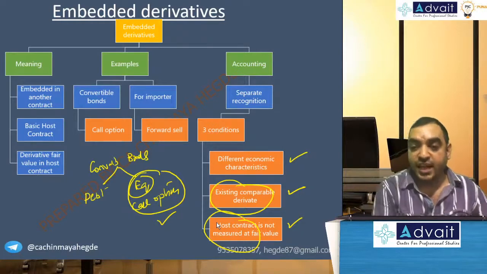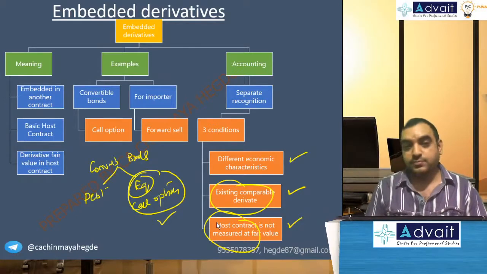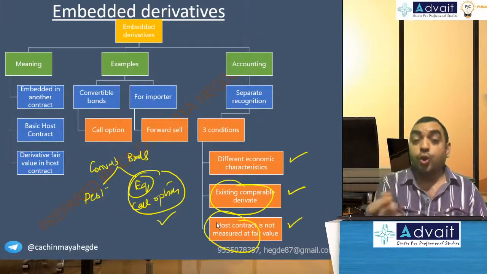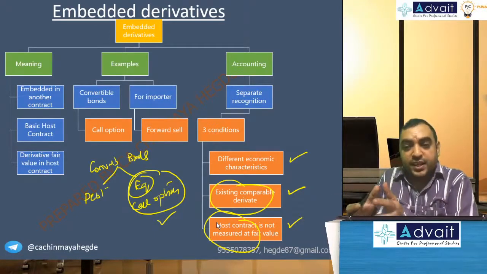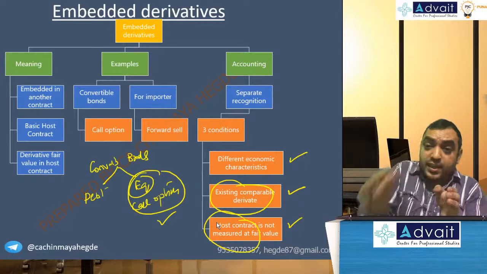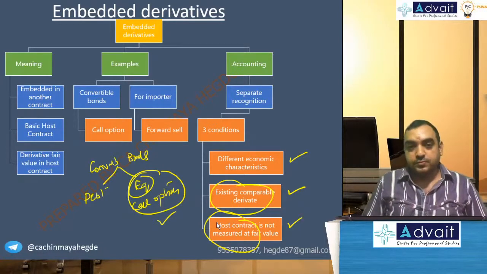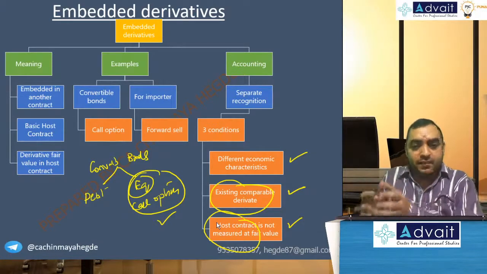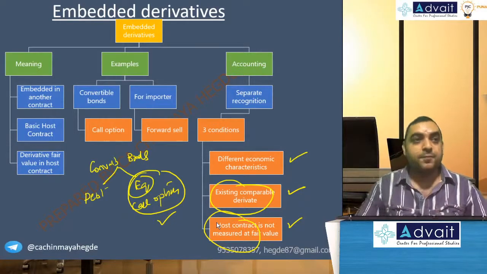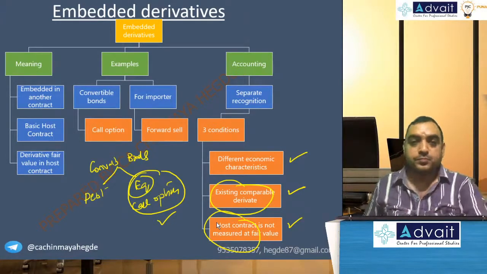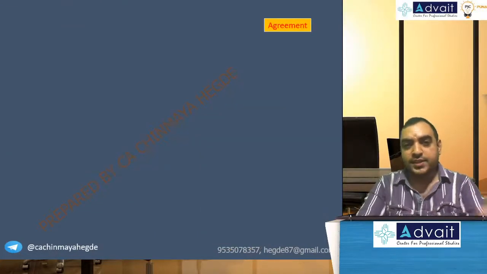What is the difference between derivative and embedded derivative? What is the difference between diamond and diamond watch? Gold and golden covered mobile phone. On a standalone basis it is a derivative. If the derivative is included in another instrument, that is called an embedded derivative. That portion, if it is part of some other contract, is called an embedded derivative. And it has to be accounted at fair value through the P&L account. Okay, that is always so for a derivative.